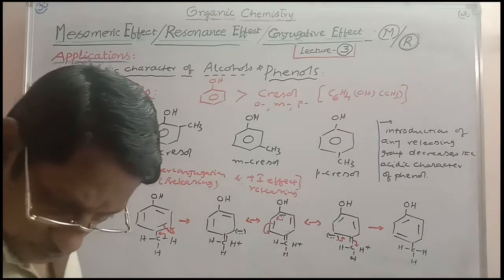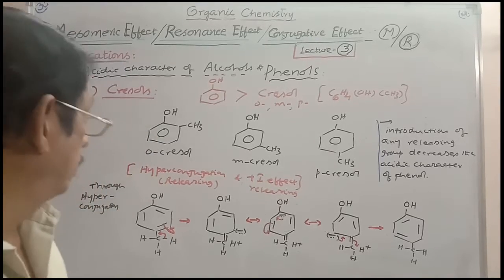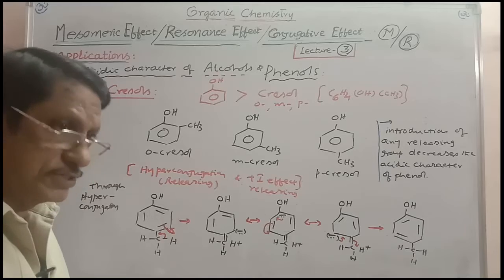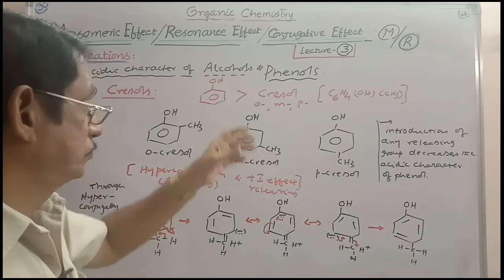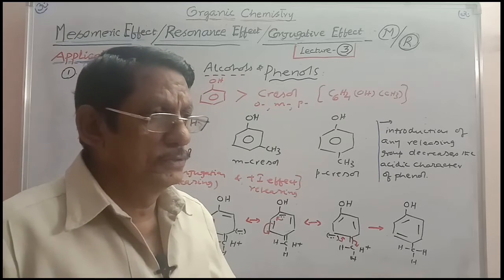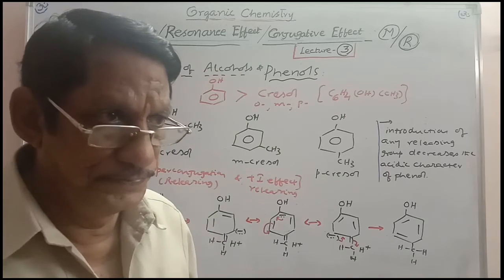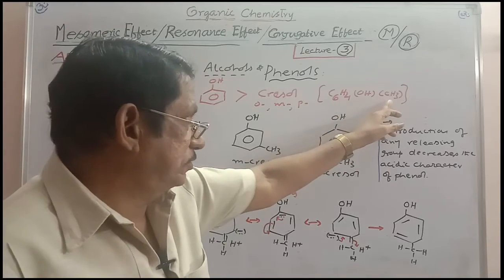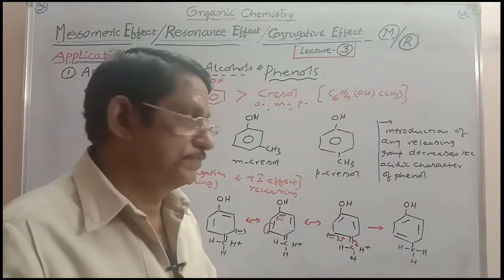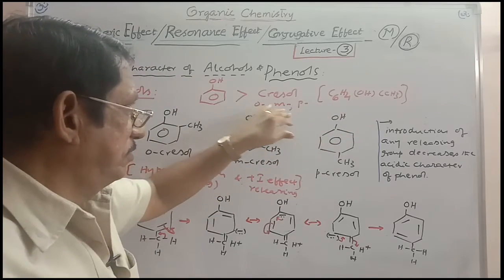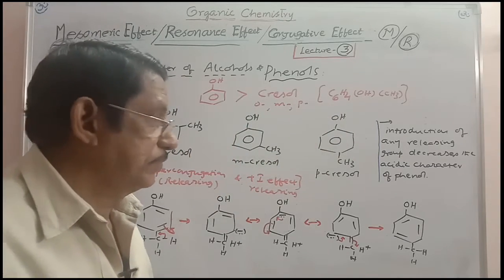Now let us consider the acidic character of cresol. One more interesting example. Cresol means introduction of CH3 group into the phenol is called cresol. Phenol, with CH3 introduced, becomes cresol. That means there will be three cresols: orthocresol, metacresol, paracresol.